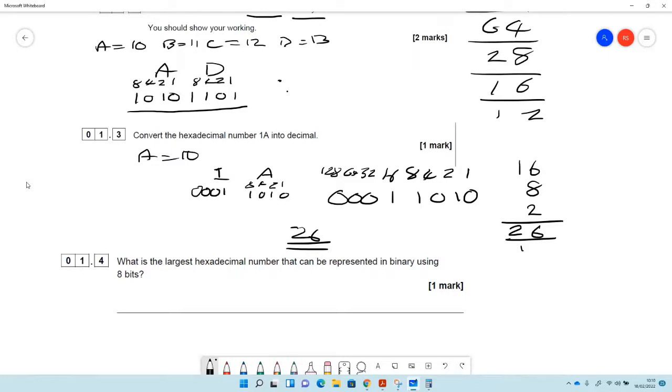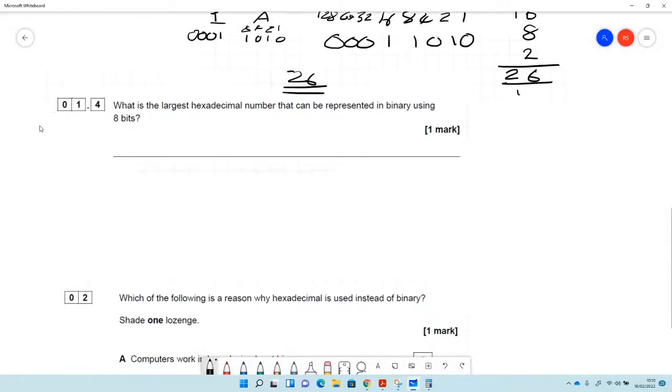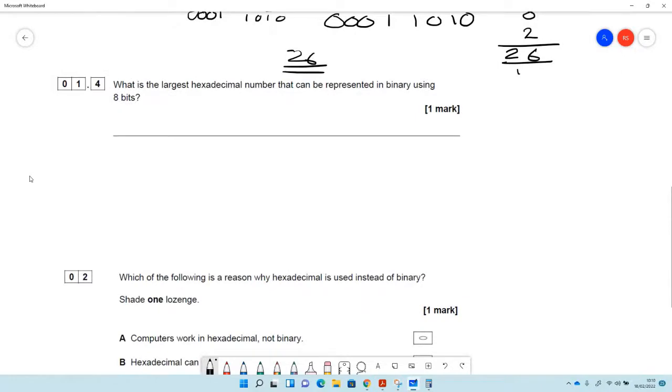So once you've got a binary number, we're going to put the binary positions at the top, and then add them together. So then the next question was, what's the largest hex number that can be represented in binary using 8 bits? So obviously, anytime you can pause the video here and have a go at these questions before we come up with an answer.